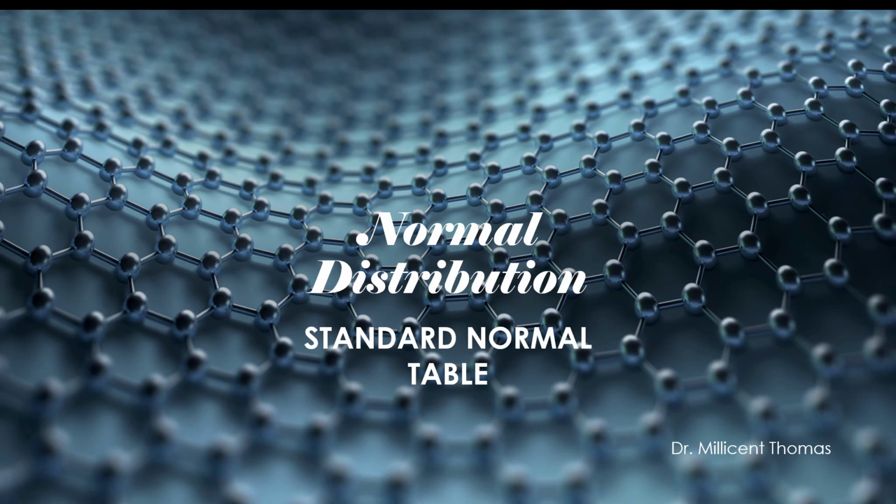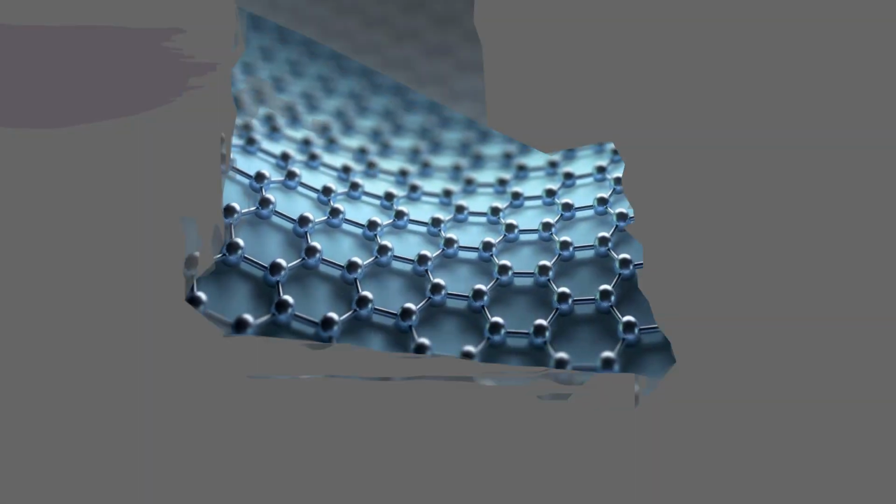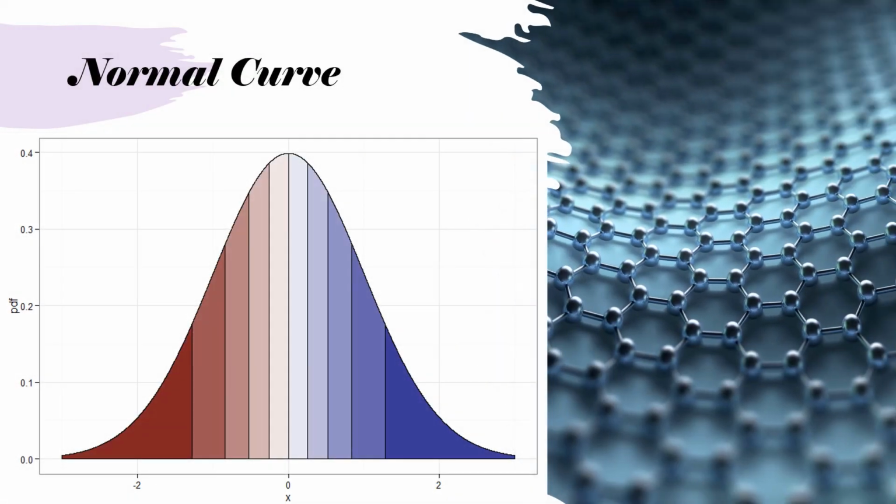In this video, I would like to explain about a normal distribution using a standard normal table. The normal curve always looks like this. It is a bell-shaped curve and it is a symmetrical curve. The mean, median, mode coincides at the center. How it is distributed depends on the shape of the curve.